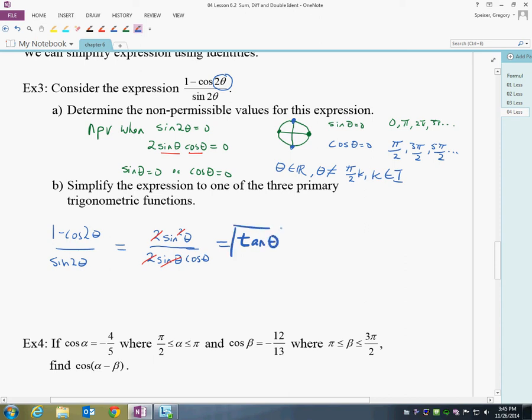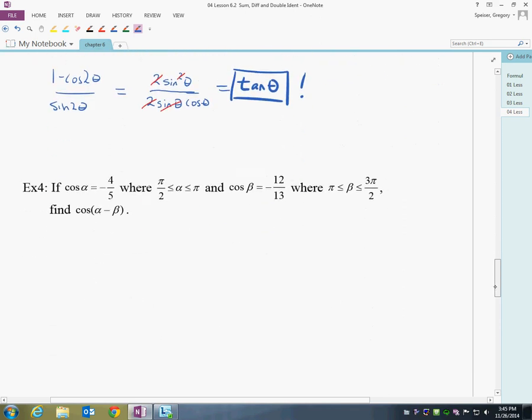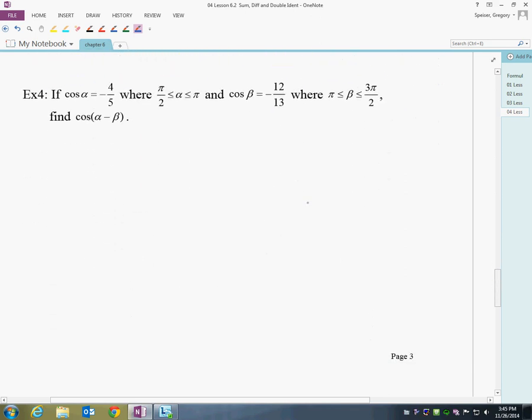I'll say it loud with my nice thick pen. There we go. Exclamation mark. Yay. All right. One more example here we have.